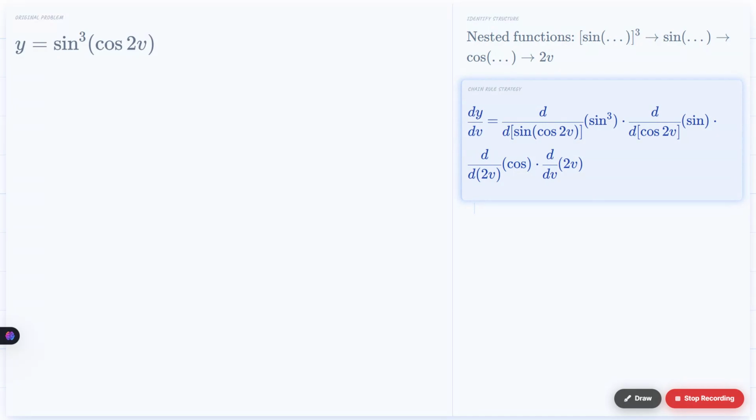We plan to use the chain rule for the whole problem. We do this to find the derivative step by step. The rule says we multiply the derivatives of each layer from the outside to the inside.